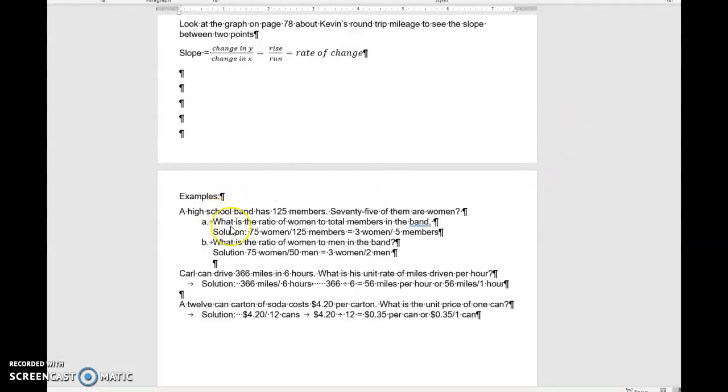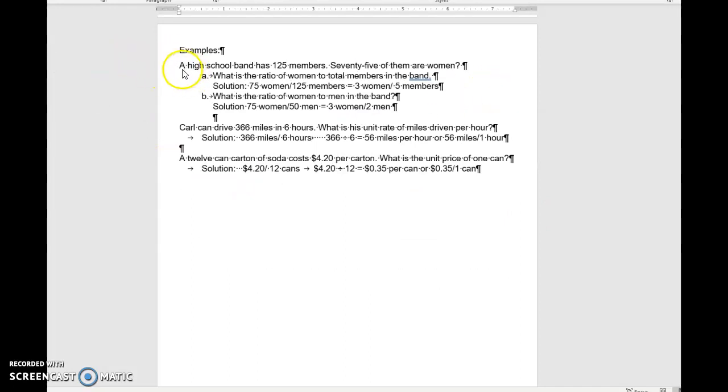Here are a few more examples of writing ratios, rates, unit price. So we're going to look at each one of these examples here. In your first example, a high school band has 125 members. 75 of them are women. The rest will be men. So our first question is, what is the ratio of women to total members in the band?